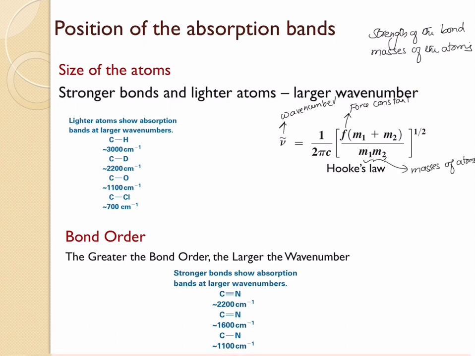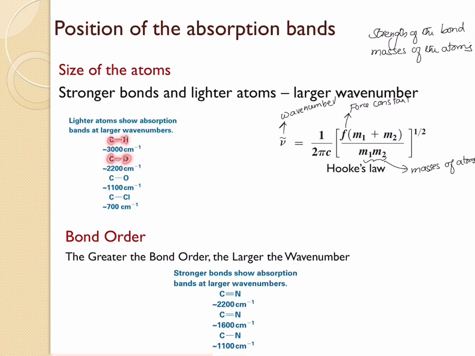From this equation, it's clear that wave number is directly proportional to force constant, whereas it is inversely proportional to the masses. So when you have lighter atoms and stronger bonds, we'll definitely be seeing a larger wave number. This can be seen from the stretching frequencies of these bonds right here. So let's take an example of CH and CD bond.